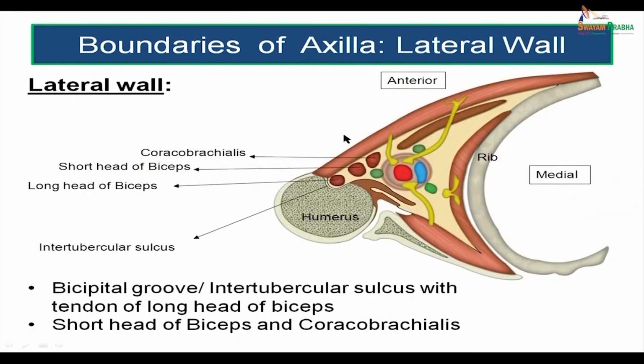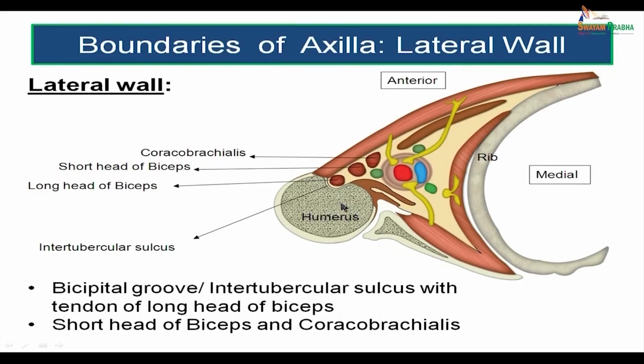Now we come to the lateral wall. To understand the lateral wall, we need to understand this diagram. This is a horizontal section. This is medial aspect showing the rib. That is anterior aspect showing pectoralis major muscle. This is lateral showing the bone humerus, and this is posterior showing scapula. So now once we have oriented ourselves to this diagram, what is the lateral wall?